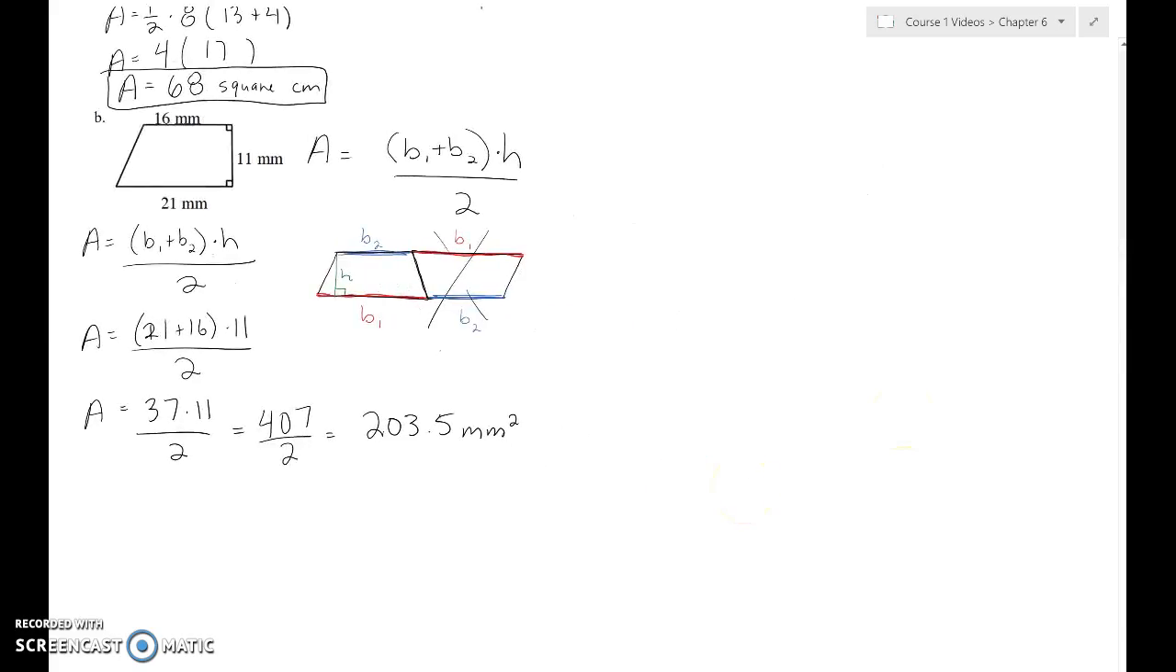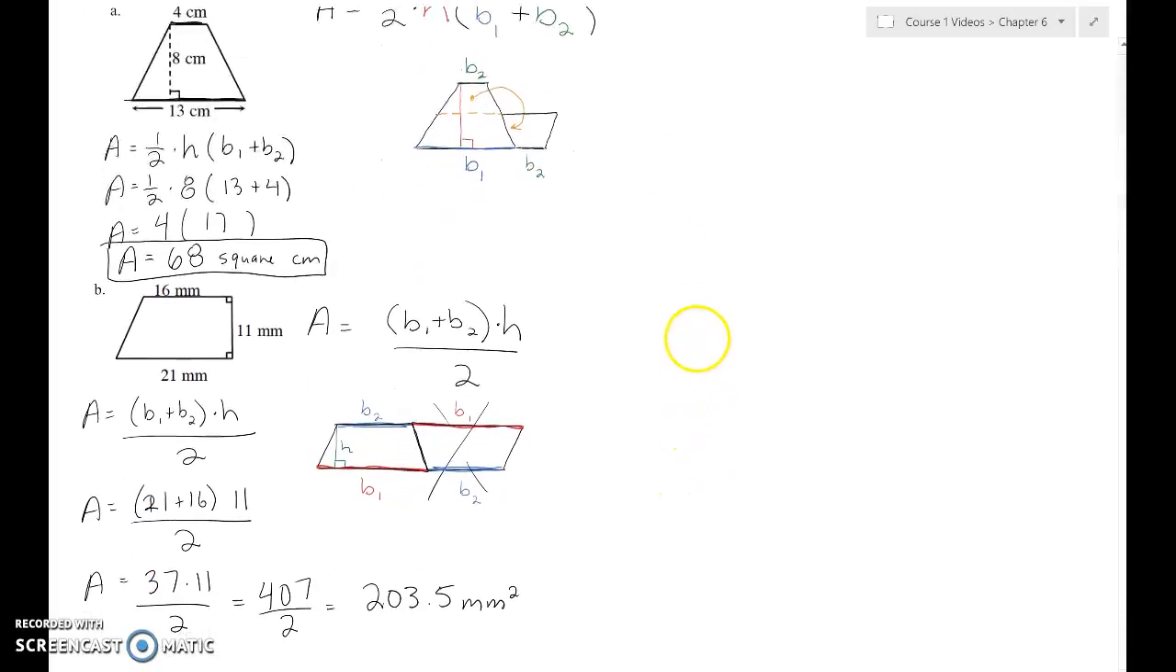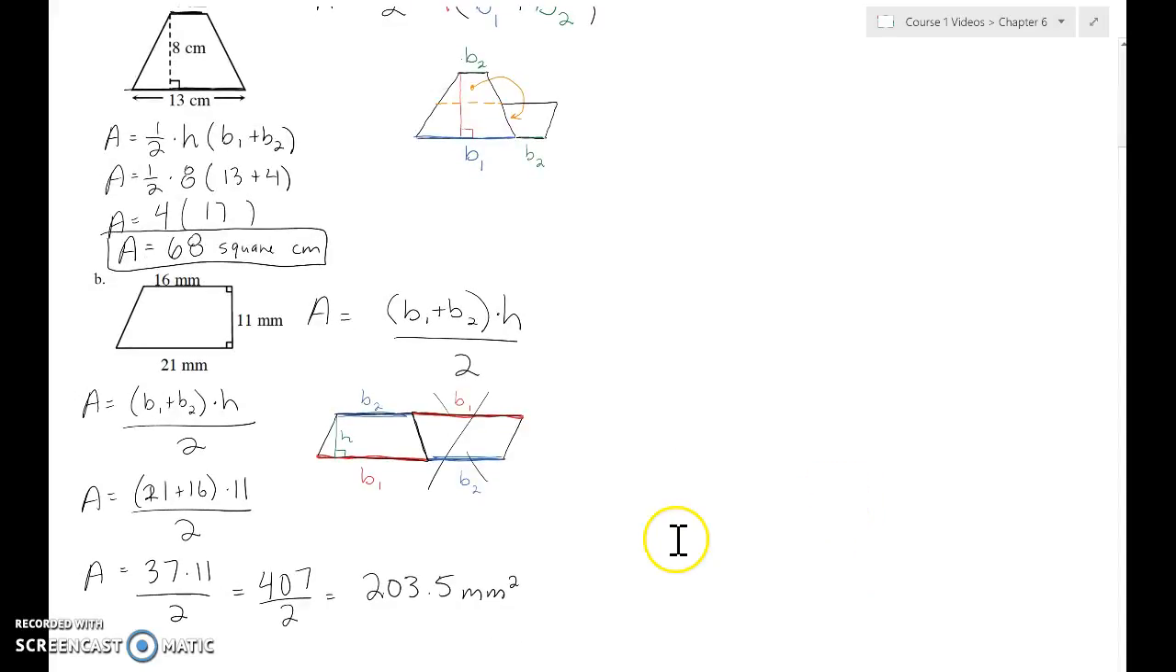All right, so I walked you through 2 formulas. They are both equivalent formulas, whichever one you prefer. I would suggest using either taking half of the height or half of the bases, or dividing by 2 at the end. All right, hope you enjoyed it.